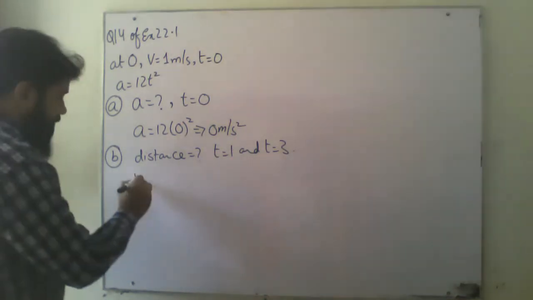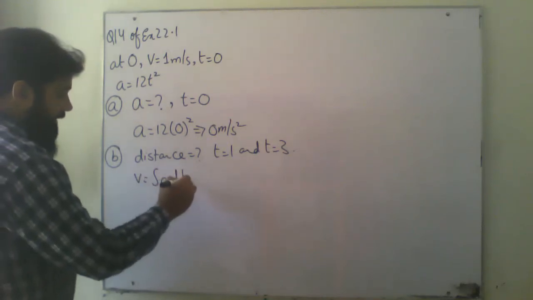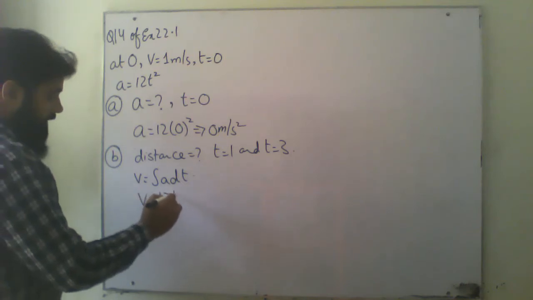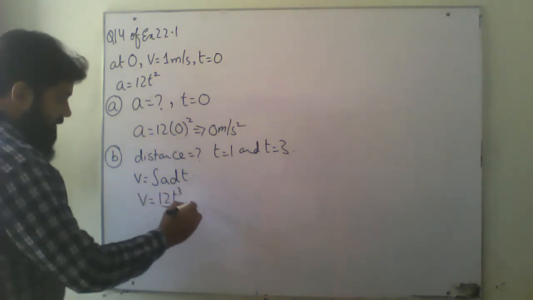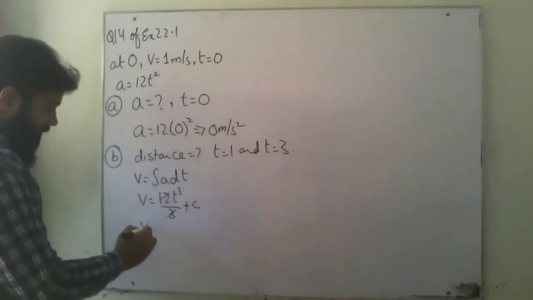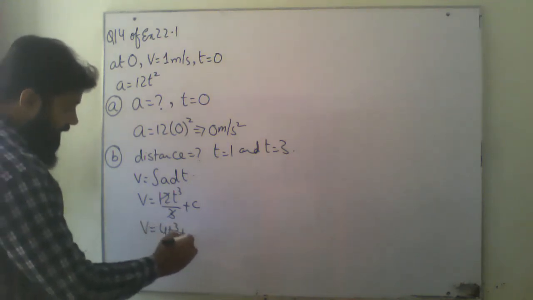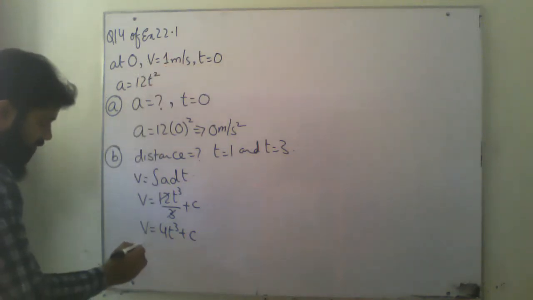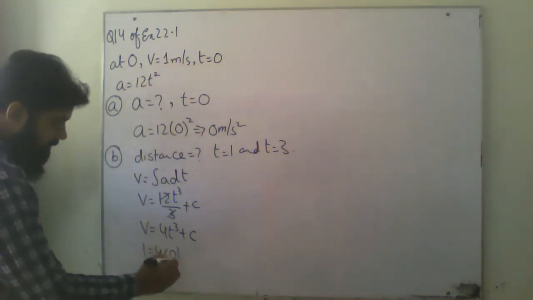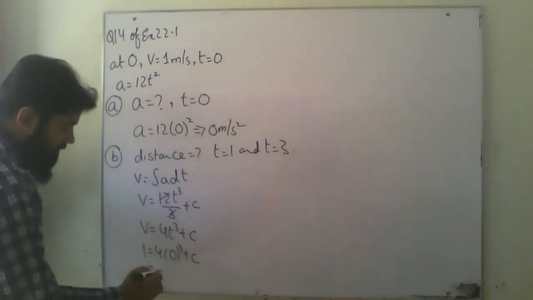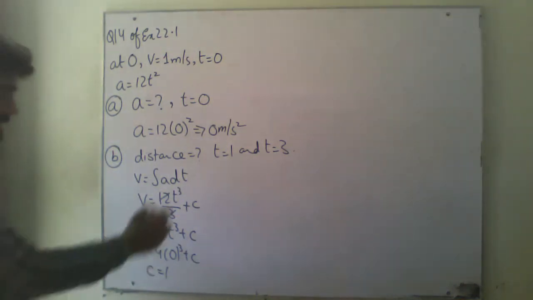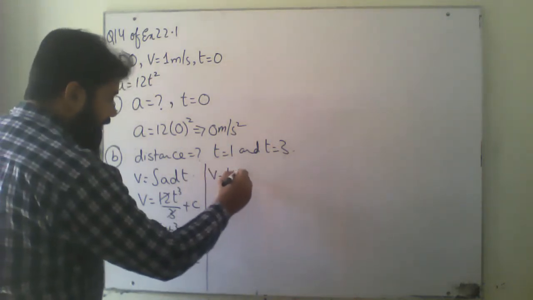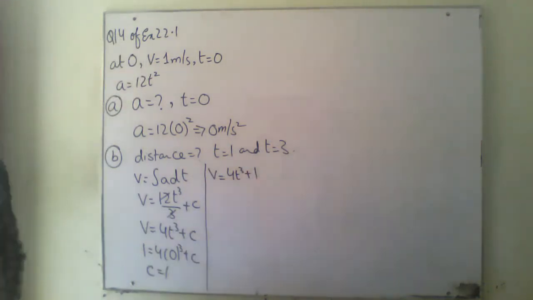So we know that v equals the integral of a with respect to time. So integrating a, that is this, this will become 12t cube over 3 plus c. Cancelling, v equals 4t cube plus c. Now they have given us at t equals 0, velocity was 1. So 1 equals 4 times 0 cube plus c. So the value of c is coming 1. So the velocity equation becomes 4t cube plus 1.